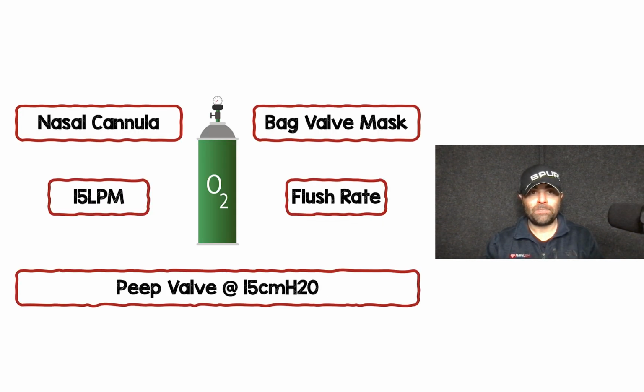So in those patients, my next move is I still leave them on the nasal cannula at 15 liters per minute, but now I grab a bag valve mask. And I leave that oxygen at flush rate that I had on the non-rebreather. I've now transitioned that to the bag valve mask. In addition, I will add a PEEP valve at 15 centimeters of water.